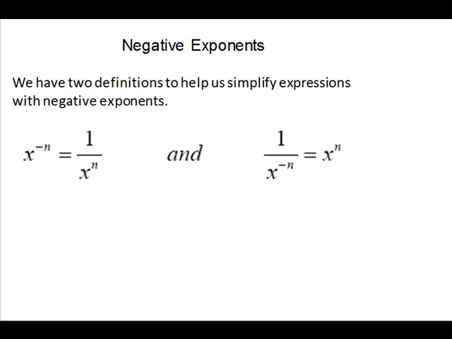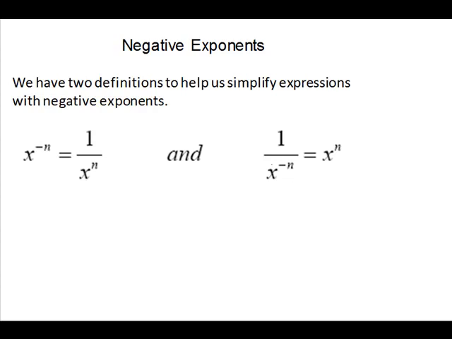Negative exponents. We have two definitions to help us simplify expressions with negative exponents. X to the negative n is equal to 1 over x to the positive n. So if we have a negative exponent, we can shift it to the denominator and make the exponent positive. And the second one, 1 over x to the negative n, is equal to x to the positive n.